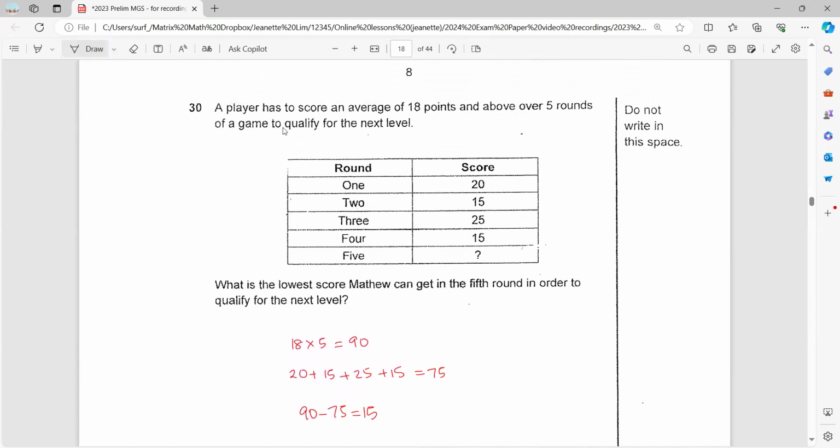All right, with that, this is the end for MGS 2023 paper 1, prelim paper 1.